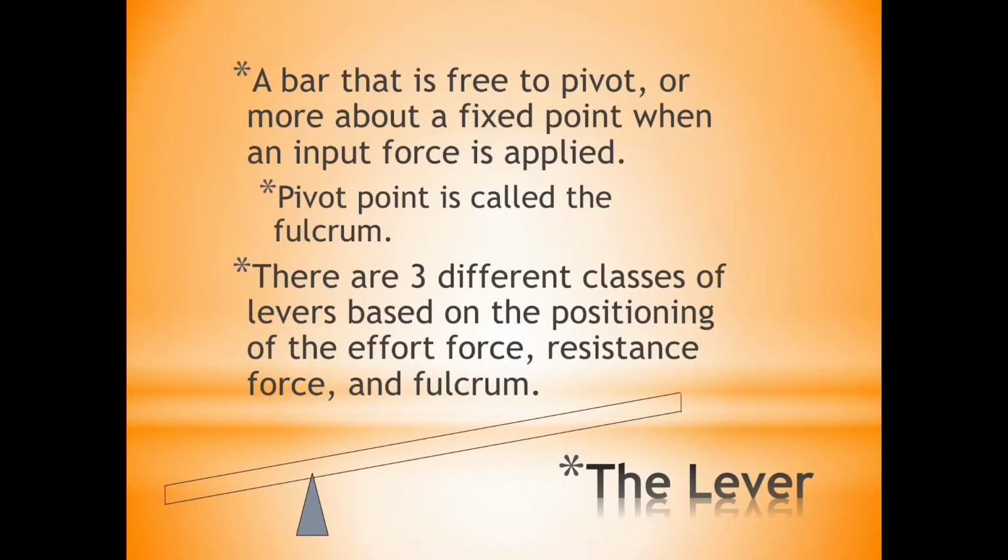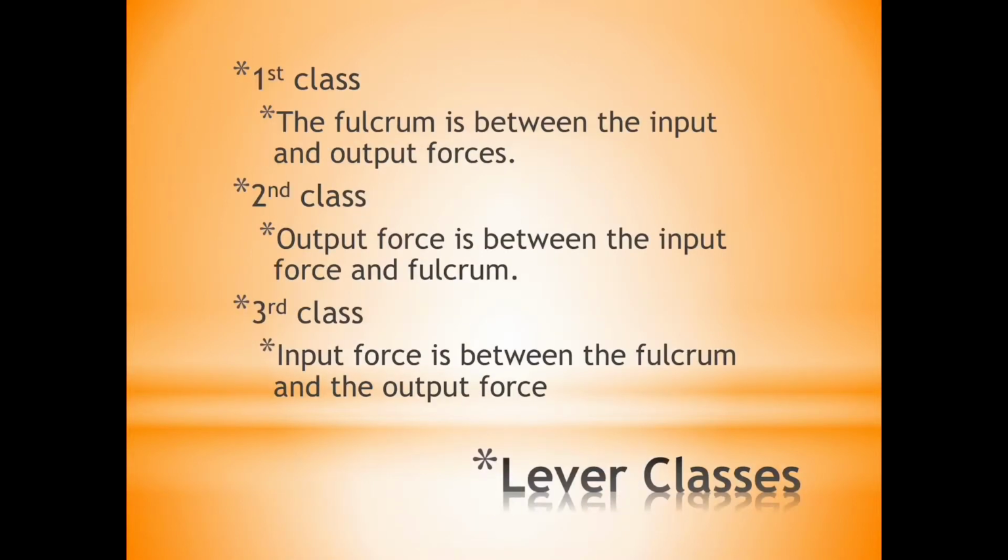So the lever. This is a bar that is free to pivot or move about a fixed point when an input force is applied, so when an effort force is applied. And the pivot, we call this a fulcrum. So this gray triangle here is the fulcrum on this lever down here. And like I said on the previous slide, there are 3 different classes of levers based on the positioning of the effort force, resistance force, and the fulcrum. So now let's talk about those 3 different classes.